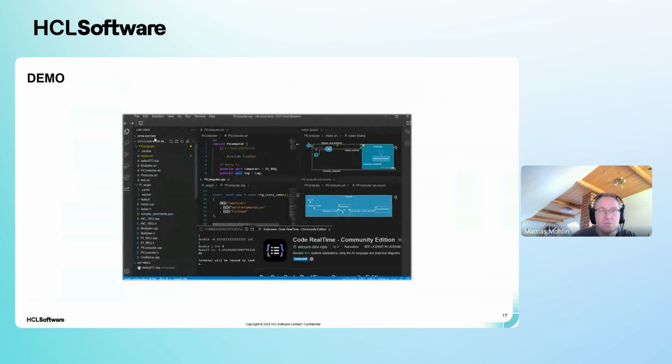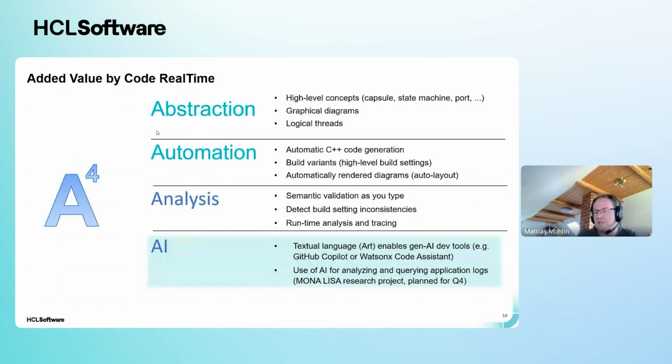So now I'd like to return to the slides and show this slide, which summarizes the value that Code RealTime provides. You can describe the value by four words that all start with A, by accident or by chance. It's about abstraction, automation, analysis, and some AI. So abstraction, of course, these high-level concepts that I've shown you, the graphical diagrams, and a few others, provide a better abstraction than what you get from a more low-level language like C++. Automation, here the most important feature is, of course, that code gets generated automatically. And there are some other features also in this area.